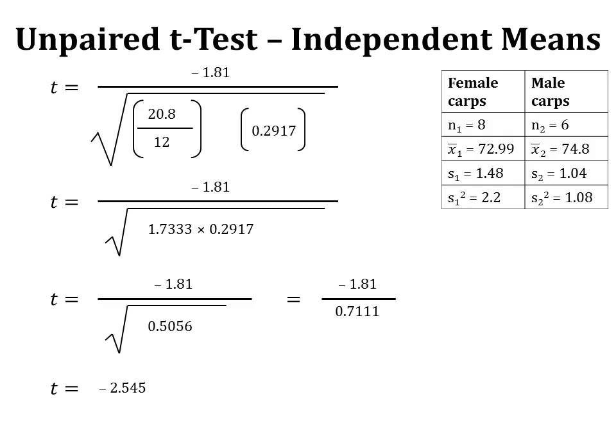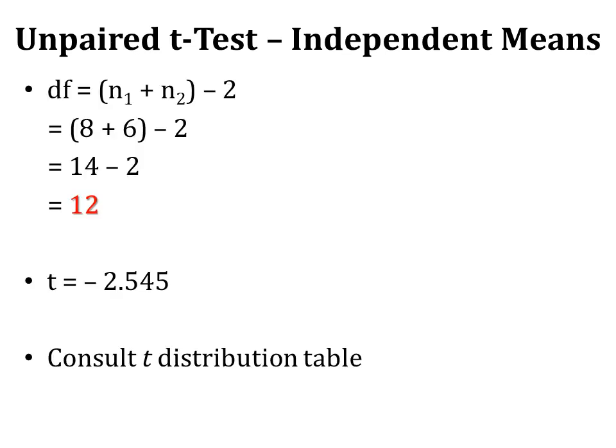So we have our test statistic with us. What is the next step? Yes, in the next step we are going to calculate the degrees of freedom. And what is the degree of freedom in this case? For the unpaired t-test, the formula for calculation of degrees of freedom is n1 plus n2 minus 2. So in this case, we have 12 degrees of freedom, and our t statistic is 2.545. Now we are going to consult the t distribution table.